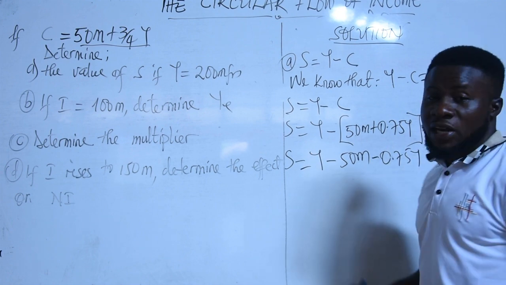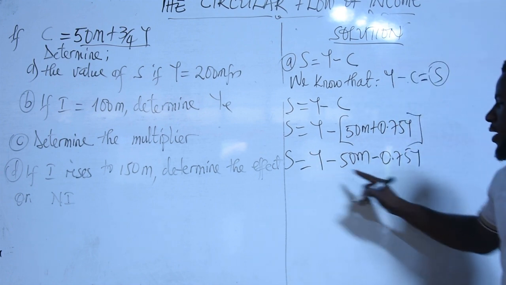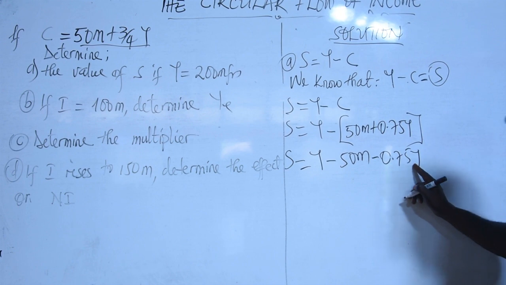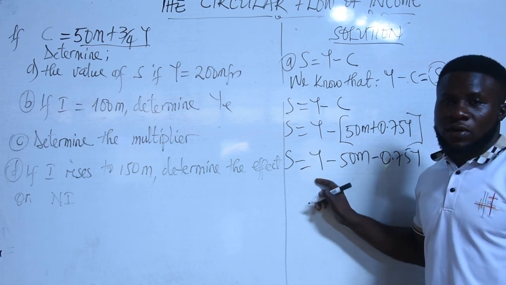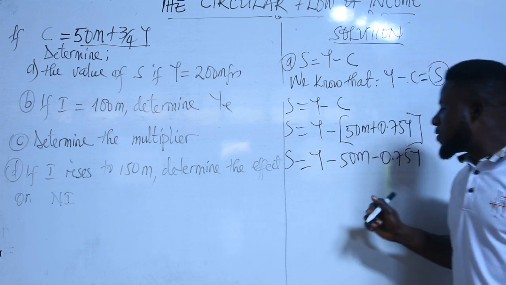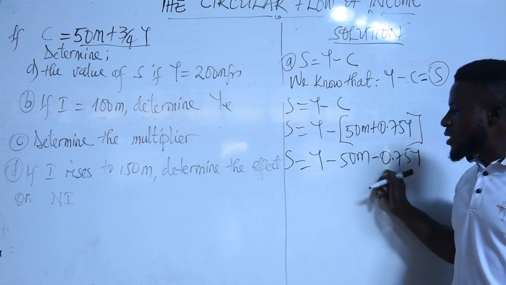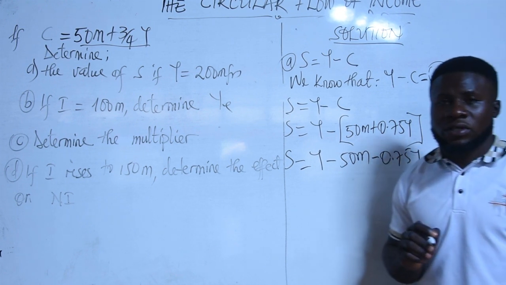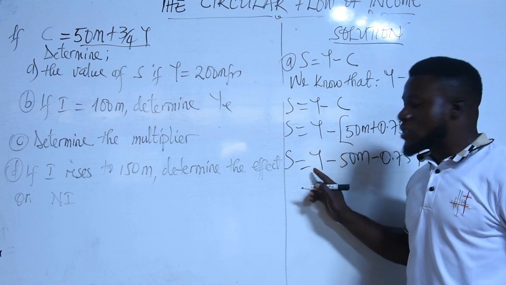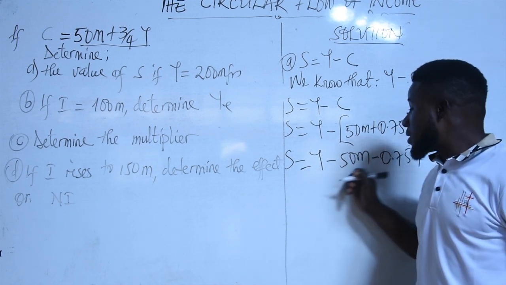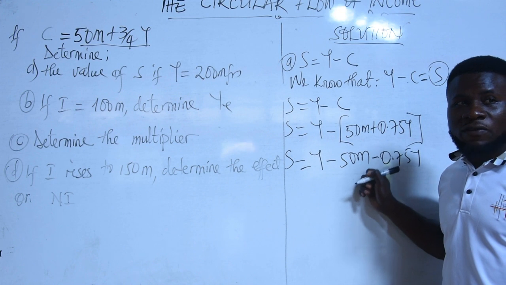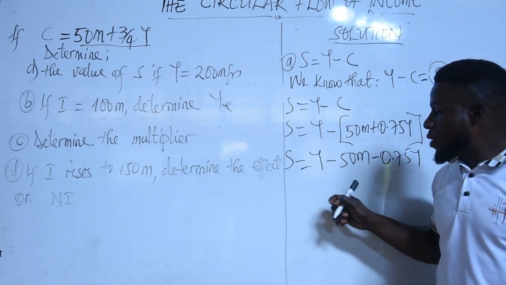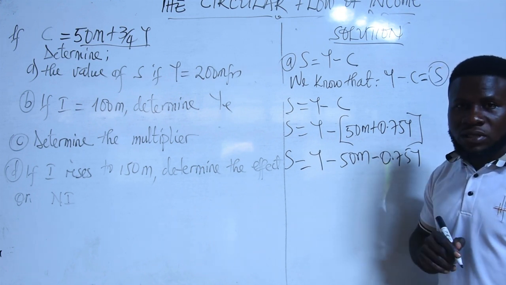Now, let us bring like terms together. We have Y here and 0.75 also has Y. So we are bringing like terms together. But remember that despite the fact that there is a movement on one side of our equation, that doesn't change the equality sign, because the signs change, either from negative to positive, only when we are moving over this equality sign.